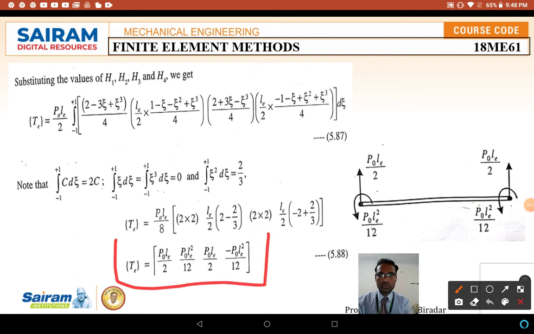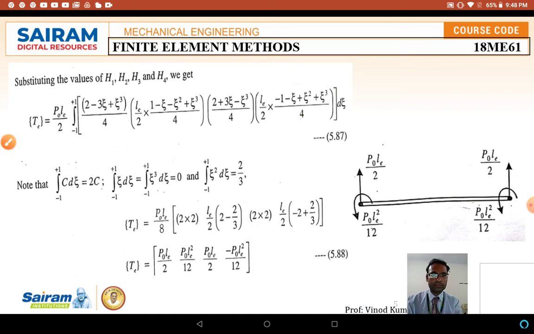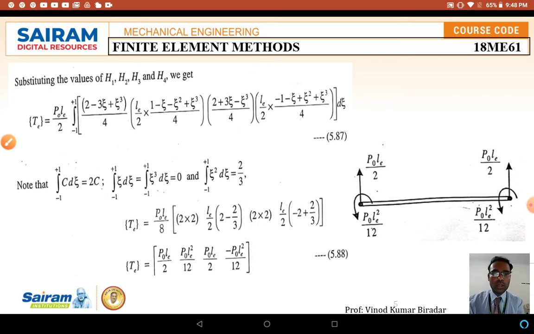This is the force due to UDL. Suppose they ask for the UDL, then you have to write this equation to calculate the force, where P naught is nothing but the uniformly distributed load and L stands for the length of the given beam. This is very important. This is the load vector due to UDL.